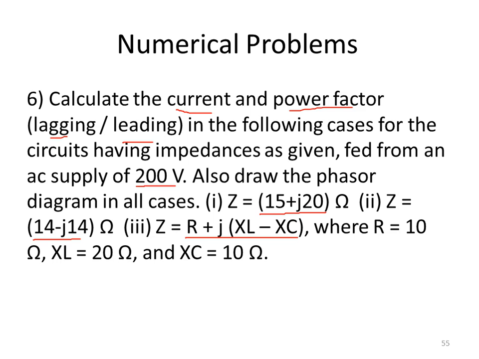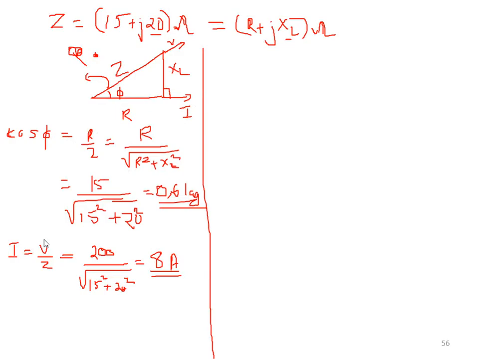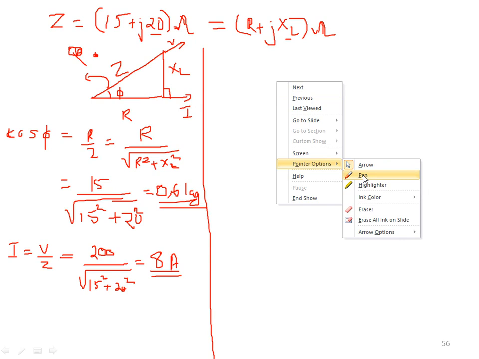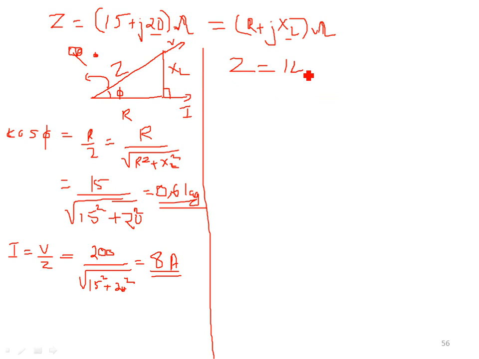Now, coming to the second part of the question. Z is equal to 14 minus J 14 ohm. So, this is in the form R minus J XC ohm. So this is basically an RC series circuit.